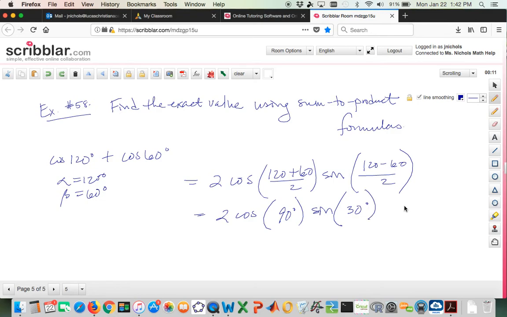We haven't worked in degrees in a while, but that's always fair game. So cosine of 90 degrees is the same as cosine of pi halves, and this is 0. So my whole term is 0. Final answer.